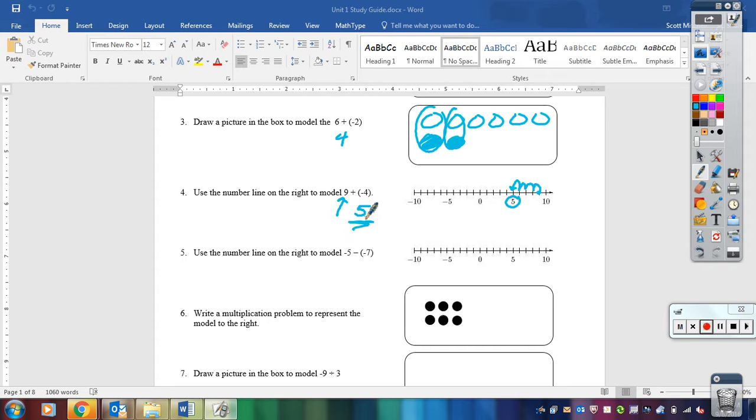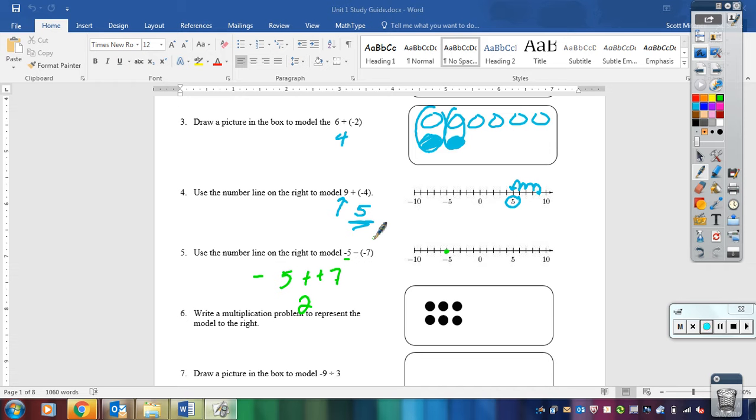Use the number line to model again. -5 minus -7. I'll start with the first number, which is -5. Start at -5. If we want to think about it and talk it out, -5 minus -7 is keep, change, change. They fight. The positives win by 2. I'm going to end up at 2. So this is where I should end up.